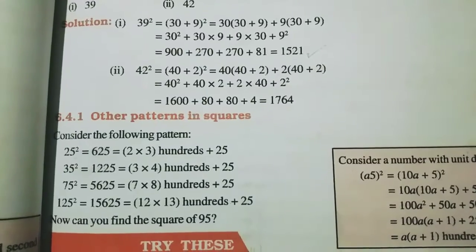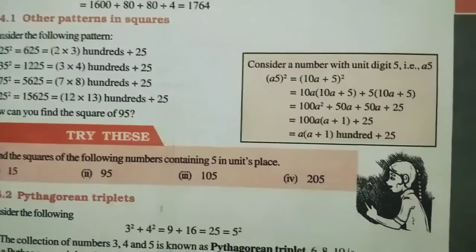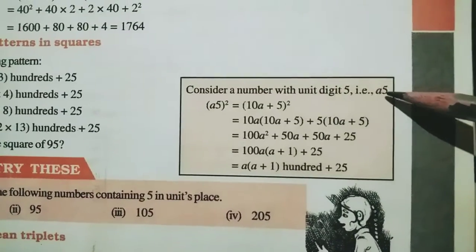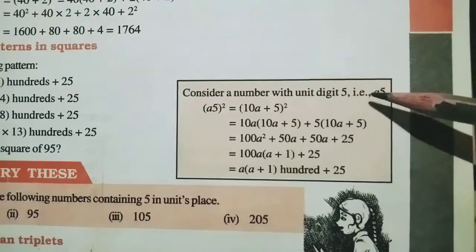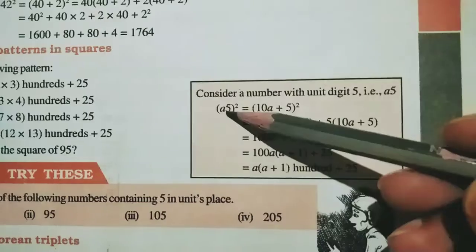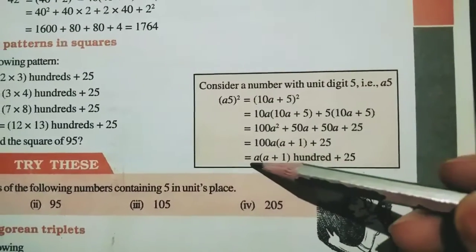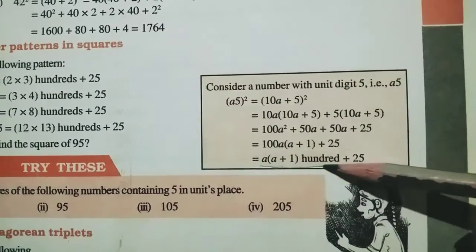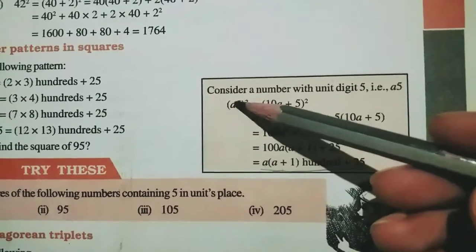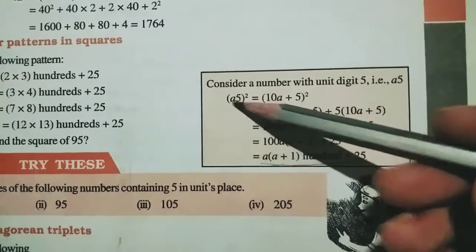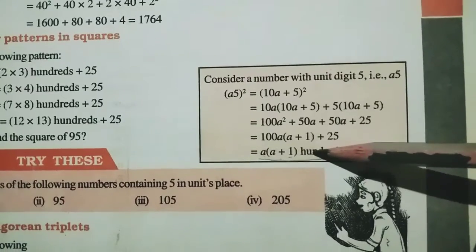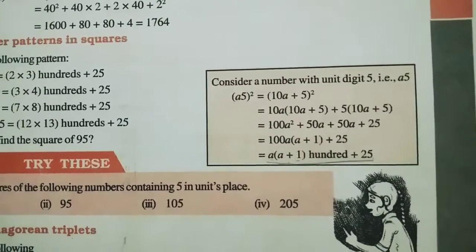So what is the formula here? Let's see. The formula is given in this box. Consider a number with unit digit 5, that is A5. A can be any number, 2 digit, 3 digit, anything, but the unit digit should be 5. So for A5 square, the formula is A into A plus 1, into 100, plus 25. A is the number other than 5, whatever number it can be. You have to write that number into 100, plus 25. So this is the way.